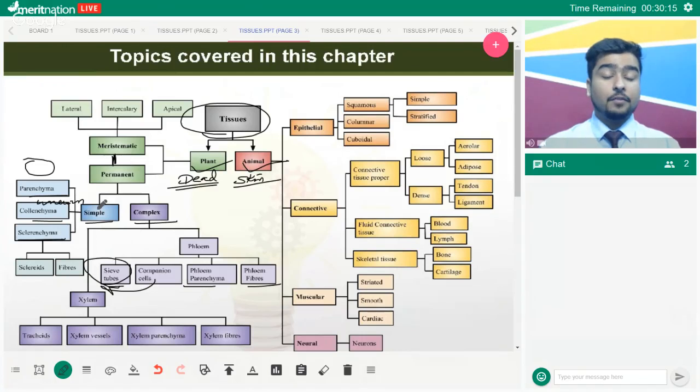Function of lymph: lymph acts as a medium of exchange, and more importantly, it transports fat. It also transports several immune cells of the body. Okay, now let's try to understand the animal tissues. We have divided the animal tissues on the basis of the functions, right?